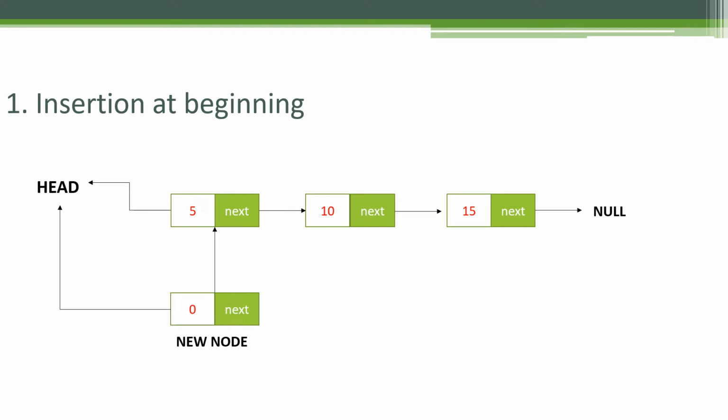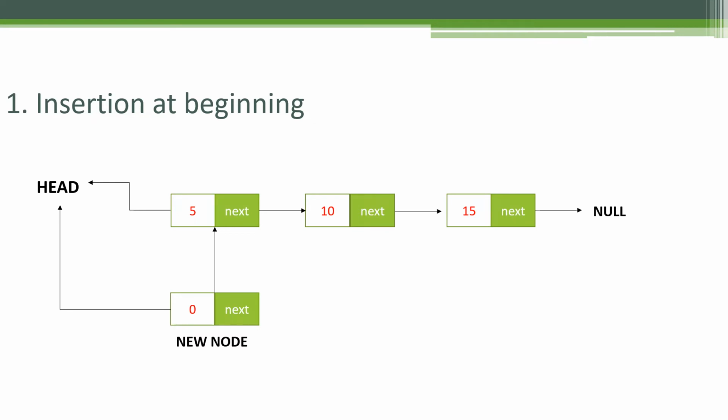Insertion operation adds elements to a linked list. We can add an element to either the beginning, middle or the end of the linked list. First we look into inserting at the beginning of the list. Here we need to add a new node to the existing linked list. So we allocate the memory for the new node and we store data.